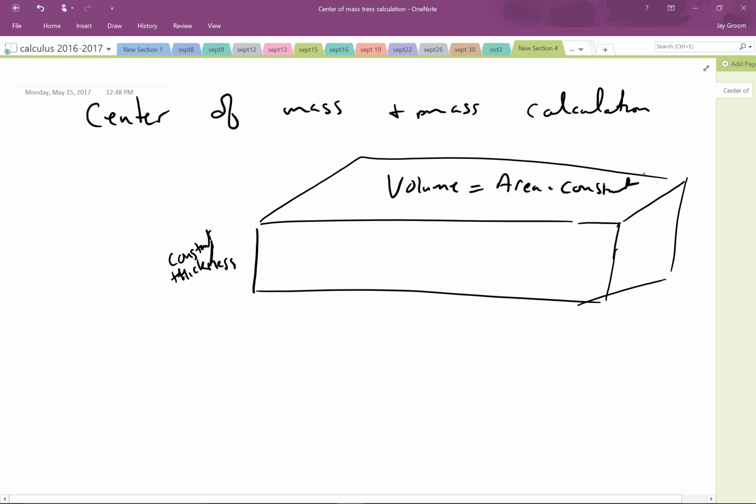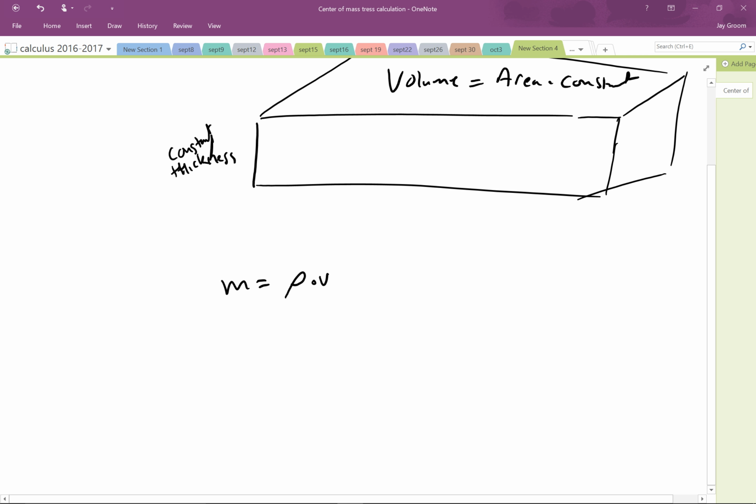And you're like, wait a minute, Mr. Graham, mass would then be equal to rho, which is density, times volume. That's true. Well, that seems easy enough. It is. It is easy enough.